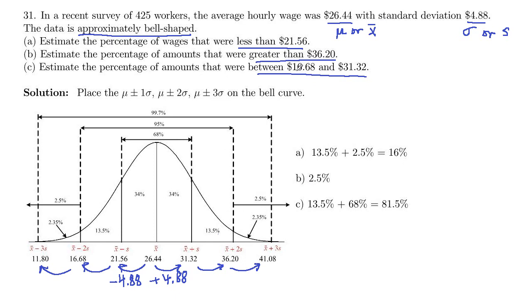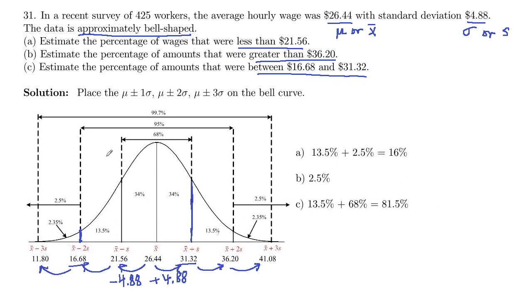Estimate the percentage between 16.68 and 31.32. So here's my 16.68 and my 31.32. So that's between here and here. And so I just add up the percentages. In the middle, I've got 68%, and then another 13.5. So 13.5 and 68, 81.5%.